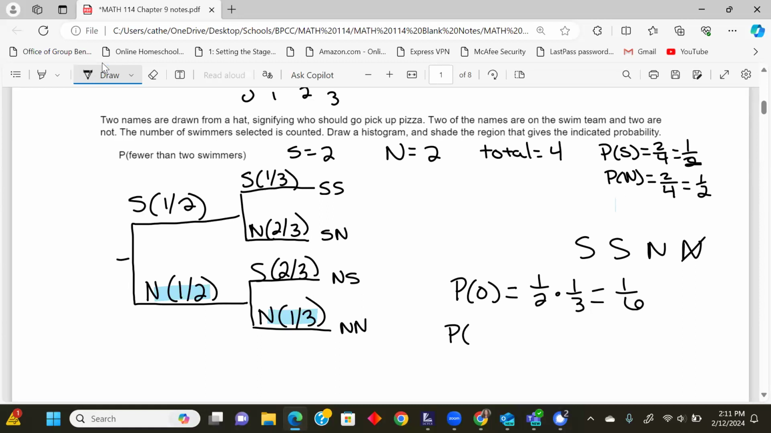The probability there is exactly 1 swimmer. Okay, so it would be this combination, this combination. So 1/2 times 2/3, plus we also have this combination here. There's 2 of them. 1/2 times 2/3.